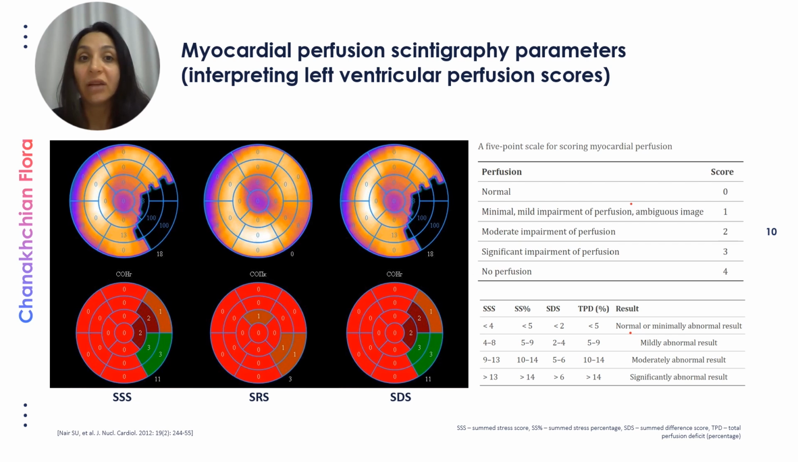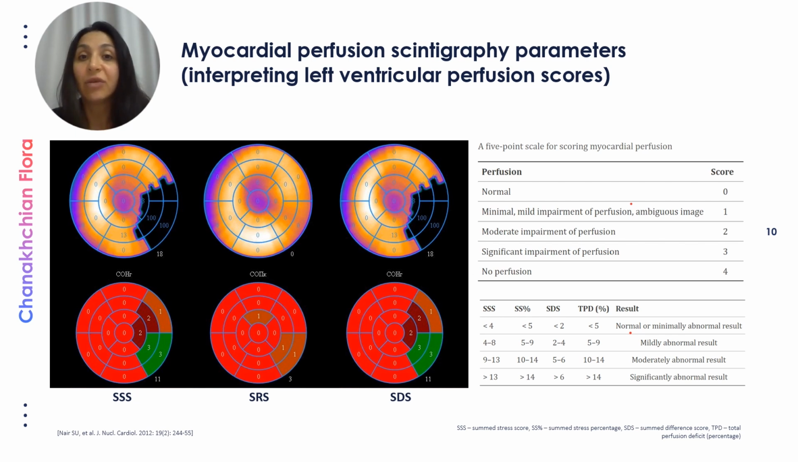The heart is divided into 17 segments, and each segment is scored from 0 to 4, where 0 means normal perfusion or normal uptake of radiopharmaceutical, and 4 means absence of uptake of radiopharmaceutical. The summed stress score, SSS, is obtained from the total amount of scores in all 17 segments in the stress images. This score was used for estimation of the intensity of perfusion disorder in stress. Normal myocardial perfusion was considered if SSS was less than 4, slightly abnormal if it was from 4 to 8, and significantly abnormal if it was more than 9.